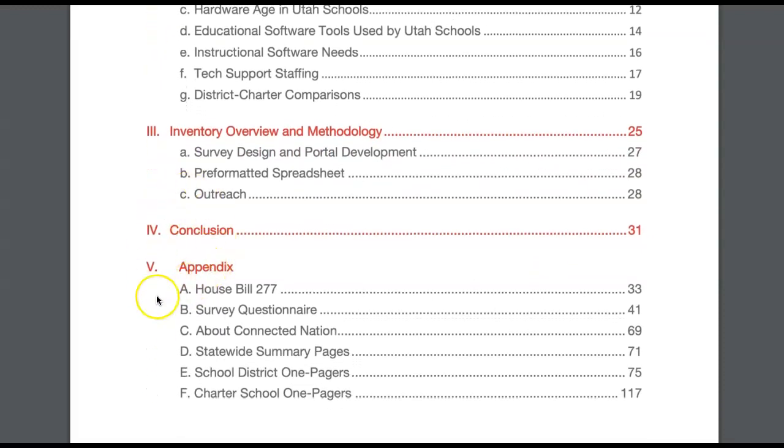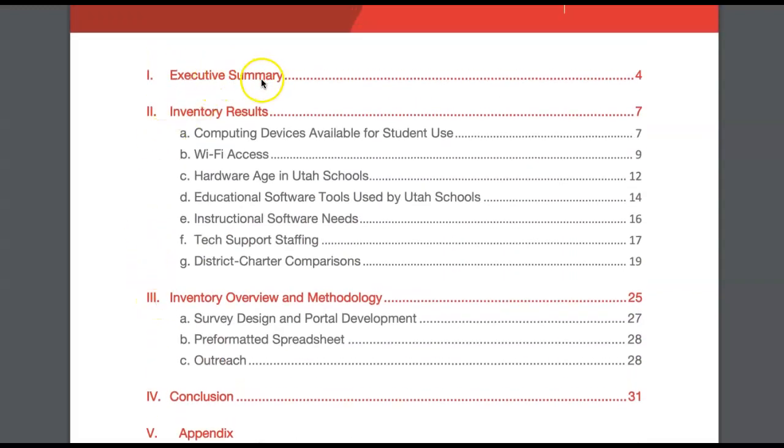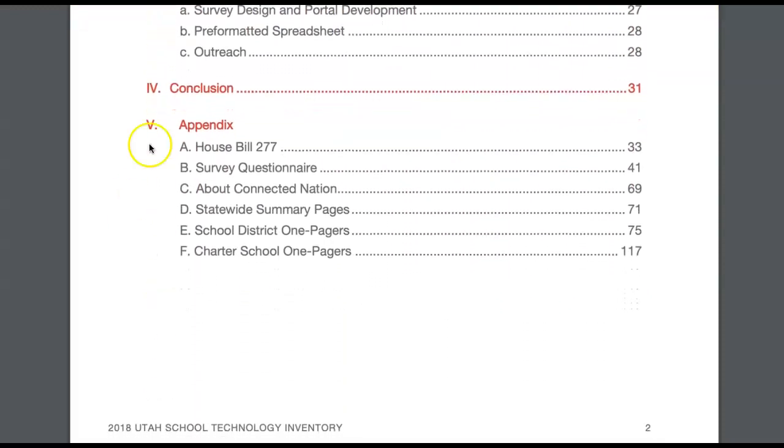We're actually going to spend most of our time in the appendix. So again, I encourage you to take a look at the executive summary and go through these inventory results, but recognize you might not have a lot of time to do that or desire. If we come down to the appendices, this is where it gets really interesting. You can actually see the survey questionnaire itself if you would like. It's quite long. These are the pieces that I'm most interested in down here.